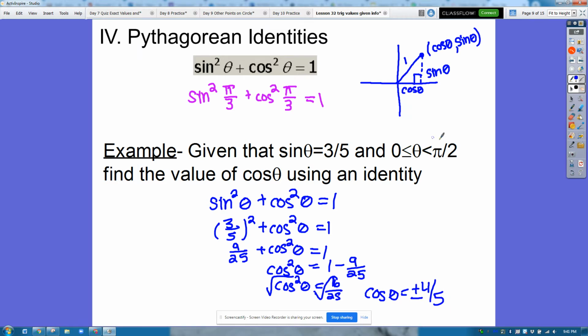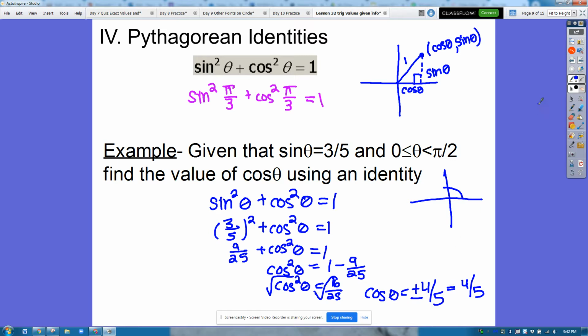Now, it's good to start thinking about this, that theta is between 0 and pi over 2. Okay, let's think about where that is. 0 is here, pi over 2 is here. We are talking about the first quadrant. If I'm in the first quadrant, cosine, the x value, is going to be positive. So we're only going to take the positive value, which was 4/5.